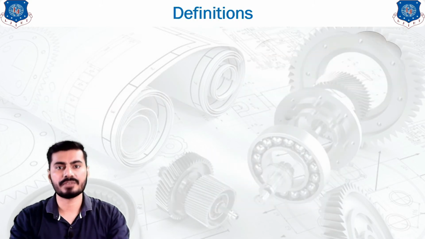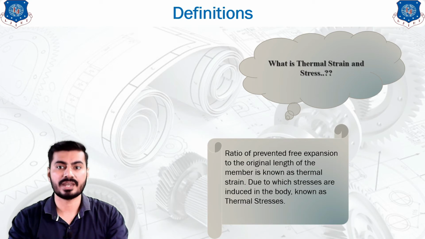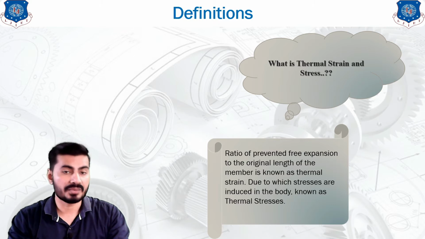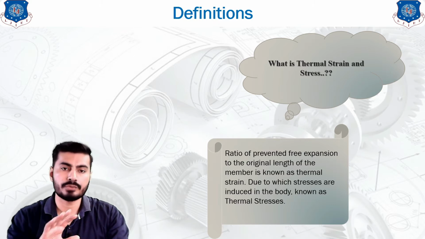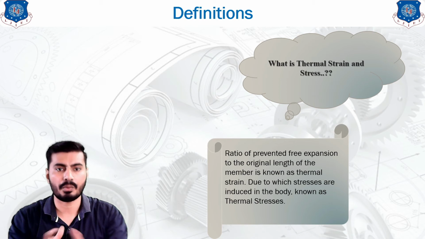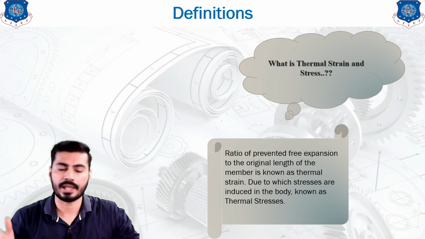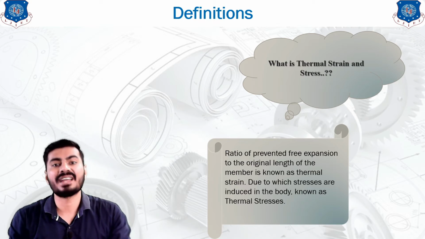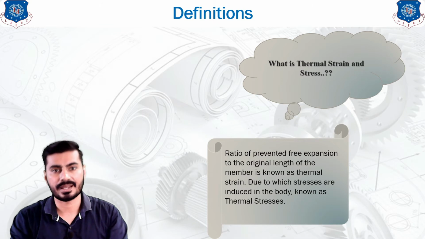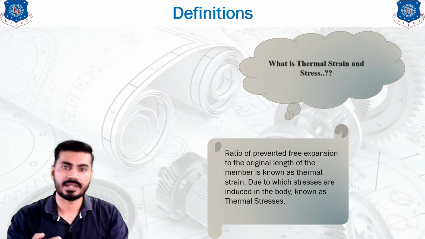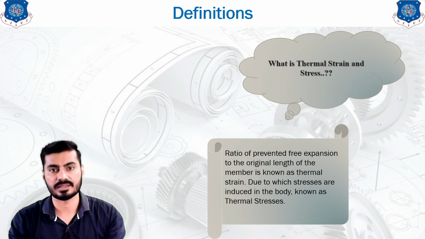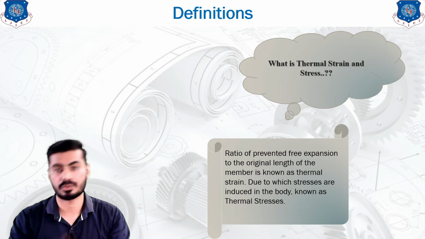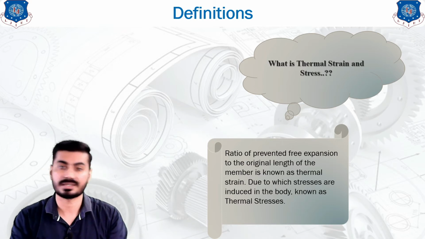So we will see another definition, that is nothing but the thermal strain and stress. Now, what is thermal strain and stress? As we have seen in the previous definition, if you are not preventing any deformation, then the body will increase its length or dimensions naturally and freely. And if the body is free to expand, then there will be no stress generated in the body, and that's why if you prevent the body, then the body will resist that prevention, and due to the resistance, the body will suffer stresses, or it will be subjected to different stresses. These stresses are known as thermal stress.